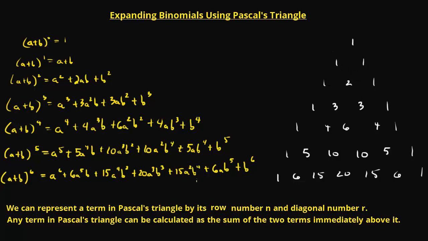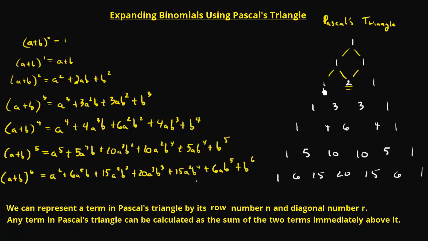This triangle is called Pascal's Triangle. We discovered that any term in Pascal's Triangle can be calculated as the sum of the two terms immediately above it. So what does that mean? Well, this term is equivalent to the sum of the two terms immediately above it.